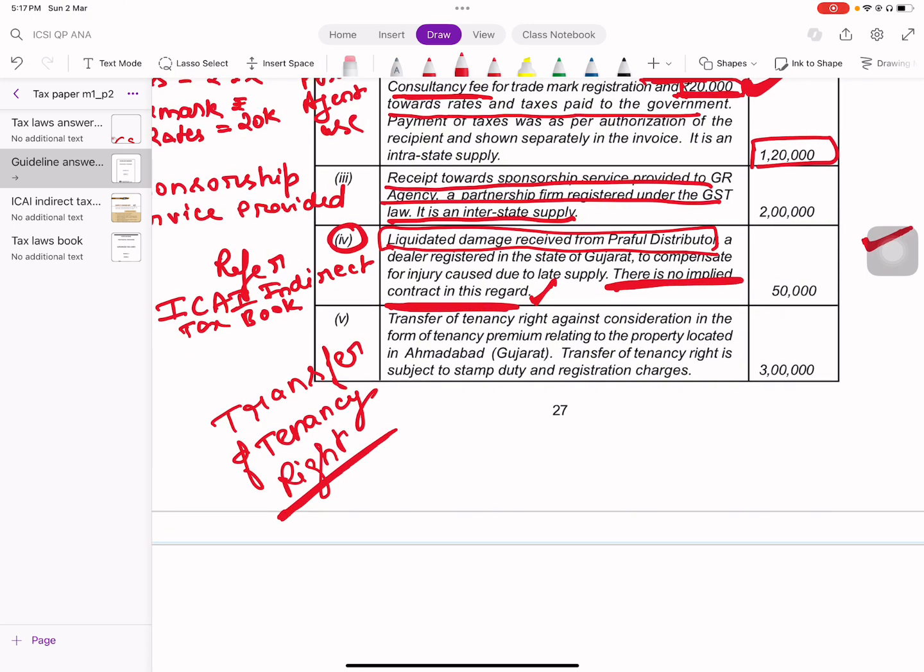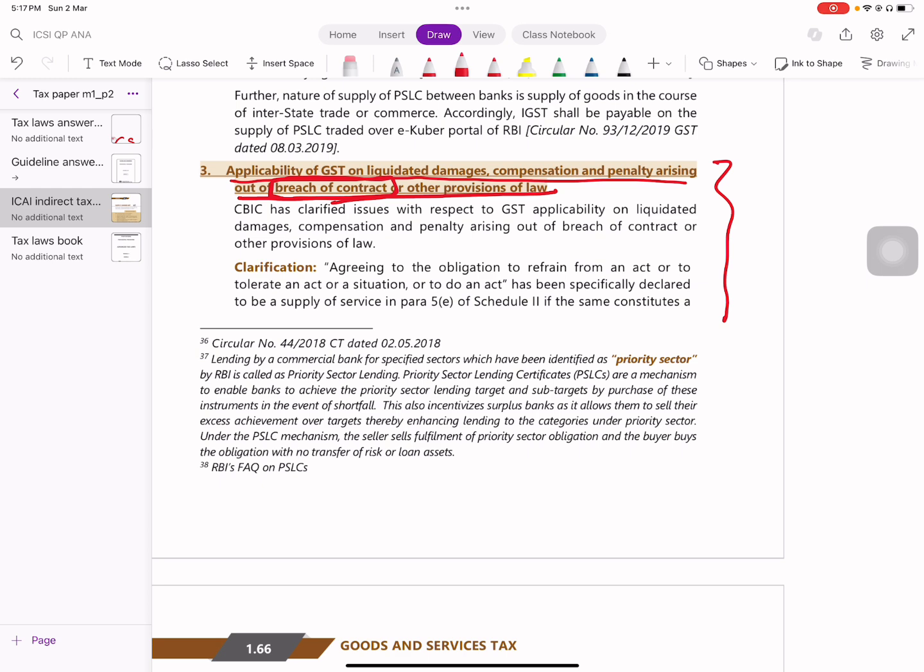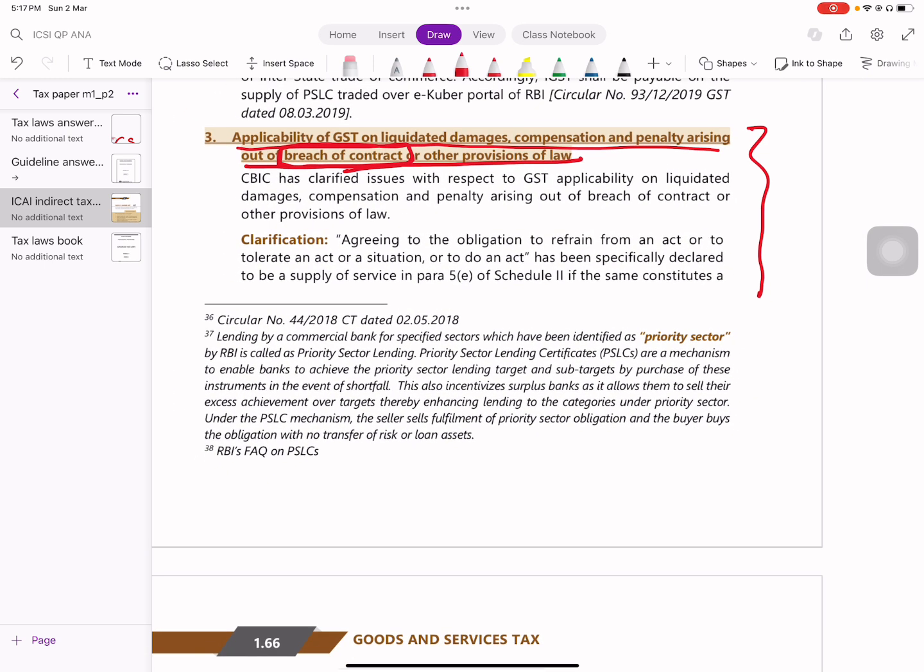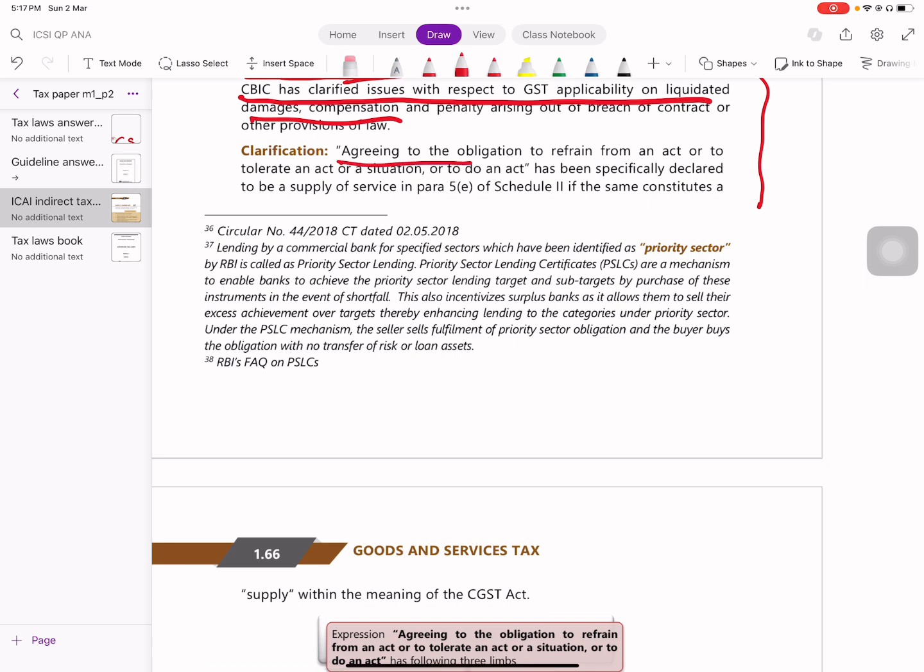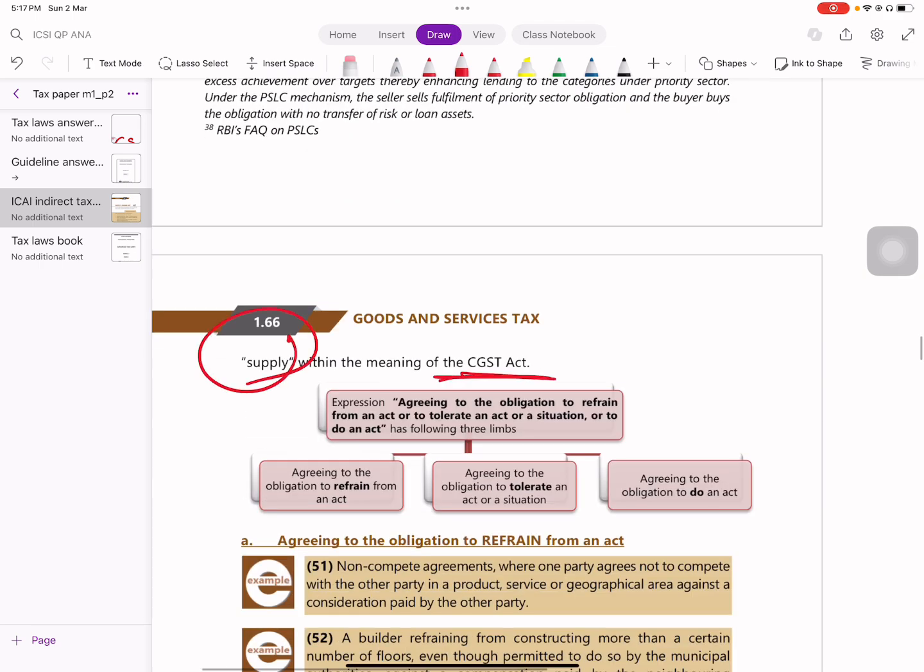Yes, if you see the ICAI indirect tax book, it is stated regarding applicability of GST on liquidated damages, compensation and penalty arising out of breach of contract or other provision of law, where CBIC has clarified with respect to GST applicability on liquidated damages that agreeing to the obligation to refrain from an act, or to tolerate an act or situation, or to do an act has been specifically declared as supply of service in para 5E of Schedule 2. The same constitutes a supply within the meaning of the GST Act.